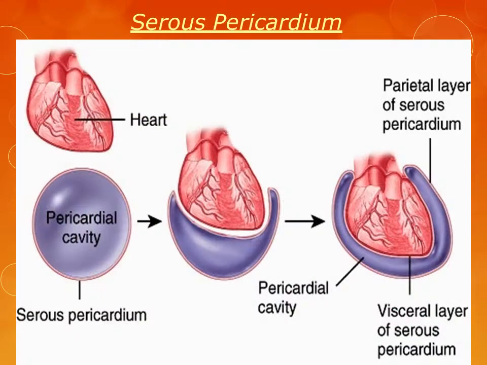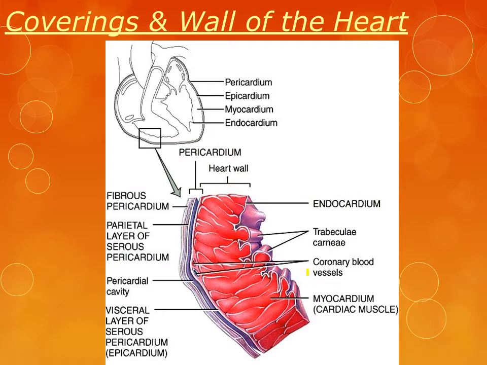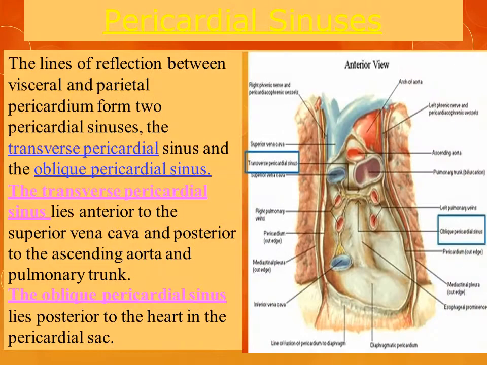If we see these pictures, in the pericardium we have pericardial sinuses. The lines of reflection between the visceral and parietal pericardium form two pericardial sinuses, the transverse pericardial sinus and the oblique pericardial sinus. This one is the transverse pericardial sinus.